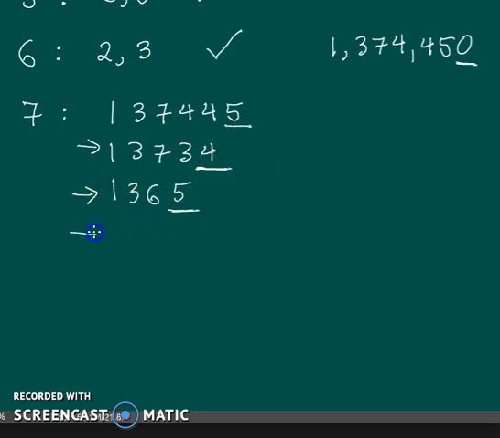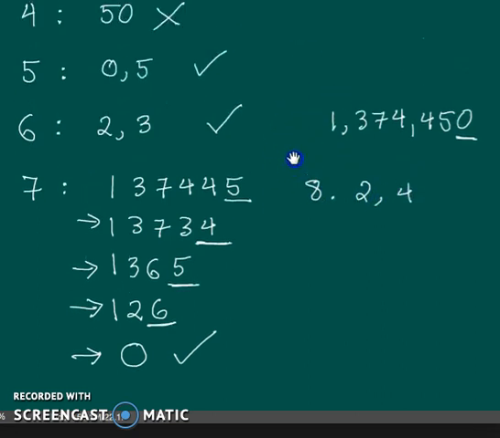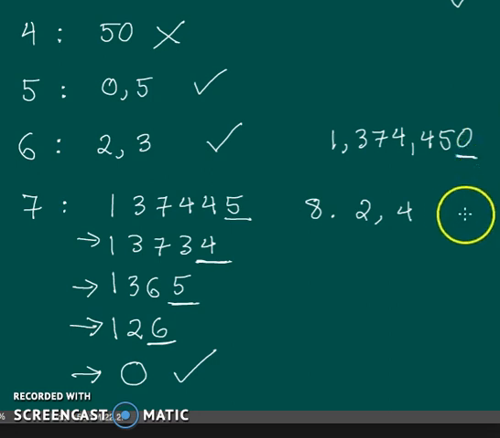Twice 5 is 10, so 136 minus 10 is 126. Once again, I'm going to get rid of the 6 and subtract twice 6, which is 12, and 12 minus 12 is 0. I have a remainder of 0, so my number is divisible by 7. Let's try 8. If the number is divisible by 8, it has to be divisible by 2 and 4. But I proved that it is not divisible by 4, so it can't be divisible by 8 either.